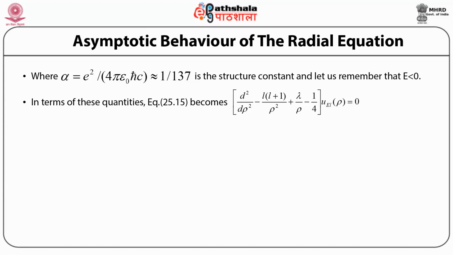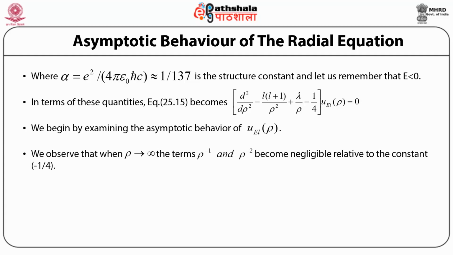d square by d rho square minus L multiplied by L plus 1 by rho square plus lambda by rho minus 1 by 4, the whole multiplied by U_EL as a function of rho, equal to 0. So we begin by examining the asymptotic behavior of U_EL of rho. We observe that when rho tends to infinity, the terms rho to the power minus 1 and rho to the power minus 2 become negligible relative to the constant minus 1 by 4.